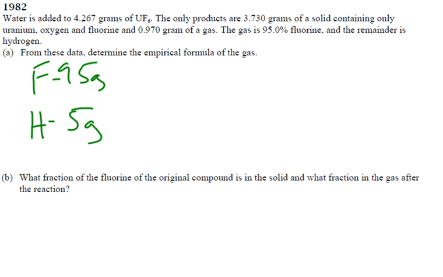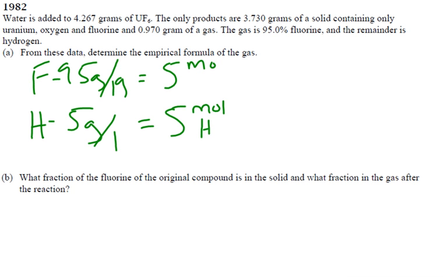Once we have grams, we know that an empirical formula is a mole-to-mole ratio of one element to another. So we need to convert these to moles. Molar mass of hydrogen is 1, which is probably the easiest conversion. So there are 5 moles of hydrogen present. Fluorine, we look up on the periodic table, is 19 grams per mole. So 95 divided by 19, plug it in the calculator, it comes out to be 5 moles of fluorine.